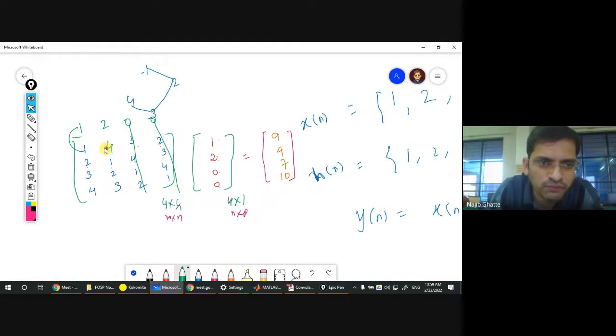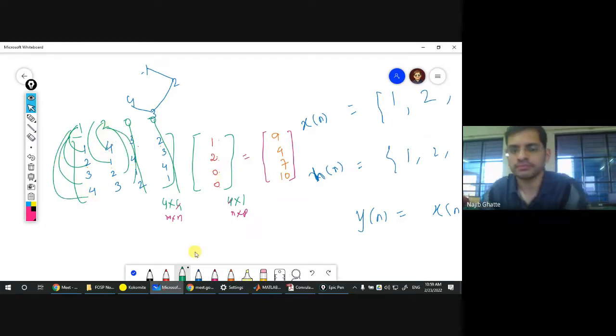क्या बचा सर अभी? 1 1s are 1, 4 2s are 8, 1 plus 8 is 9. Next, 2 1s are 2, 1 2s are 2, 4. 3 1s are 3, 2 2s are 4, 3 plus 4 is 7. Last, 4 1s are 4, 3 2s are 6, 10. Understood the shortcut, sir?